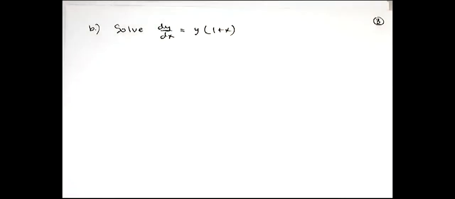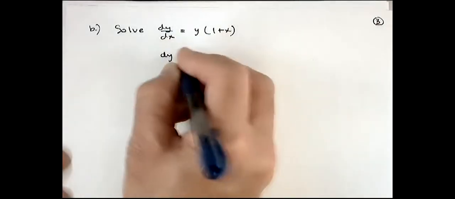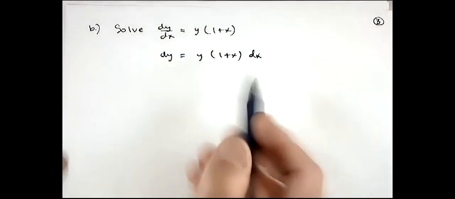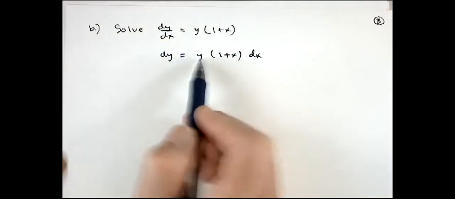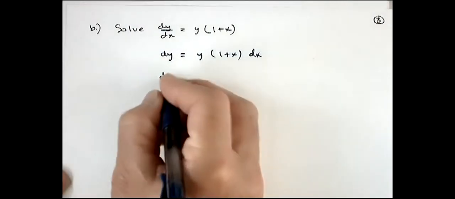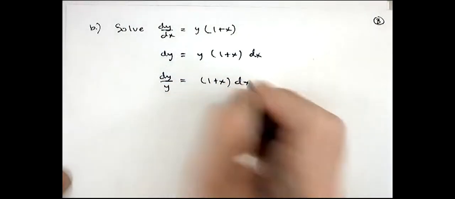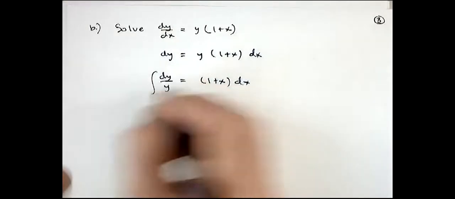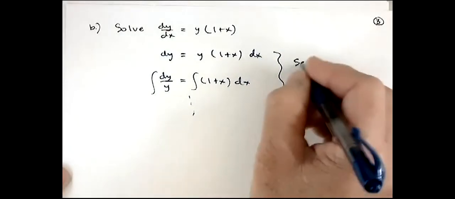It's usually separable. If I just multiply the dx over to the right side, that would give me dy equals y times 1 plus x dx. And then see, I have my 1 plus x where I want it with my dx, and all I'd have to do is divide by y, and I'd end up with dy over y is equal to 1 plus x dx. Once you get them separated, integrate both sides and go on here, right? So this could be solved with separation of variables.